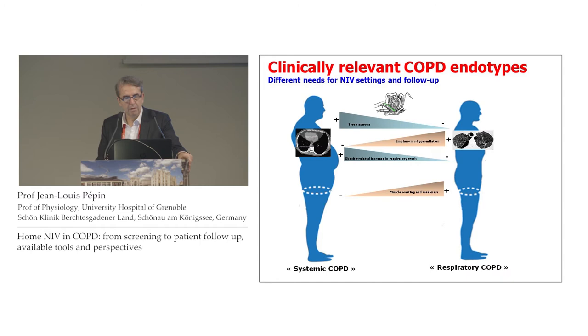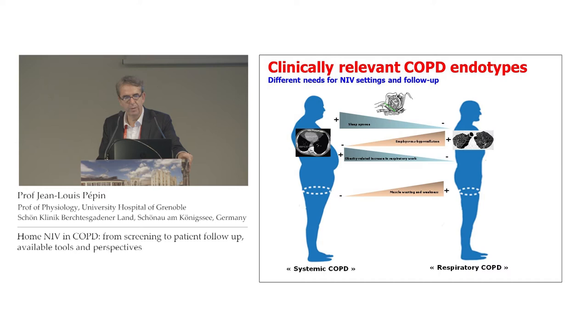This is another way to present the different phenotypes, the systemic and the respiratory. And you can see that in this COPD excluded from the previous trial, we have a lot of sleep apnea, not so much emphysema, you have obesity, you have no muscle wasting. And in this one, you have hyperinflation, emphysema, less sleep apnea and cachexia. And the needs are different, the integrated care should be different, the NIV settings are different, and compliance to NIV is also different.